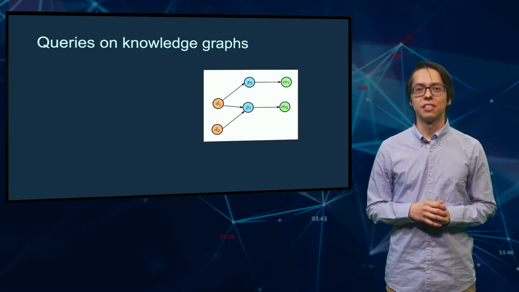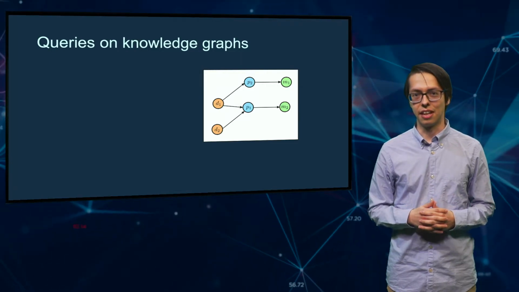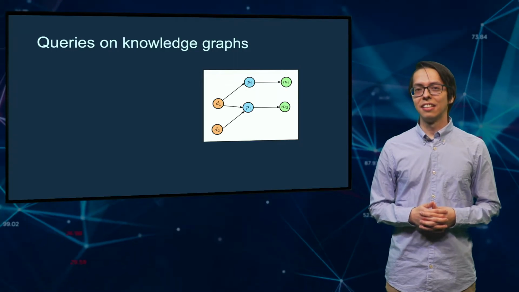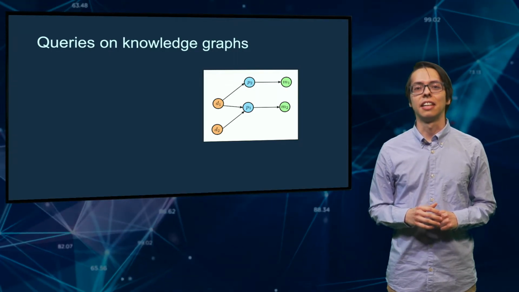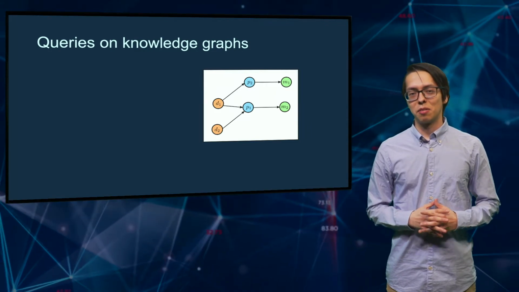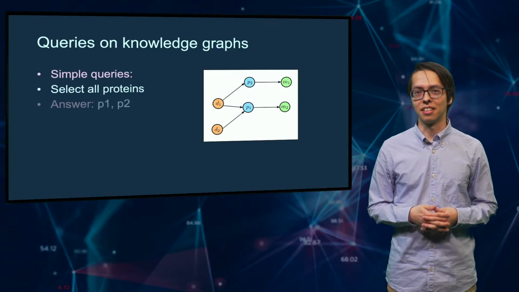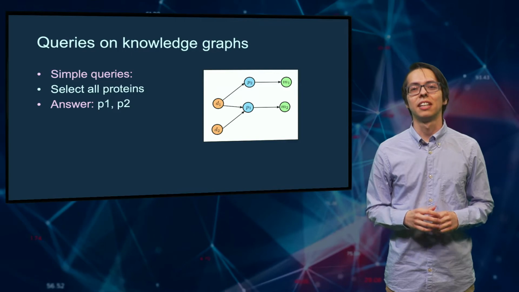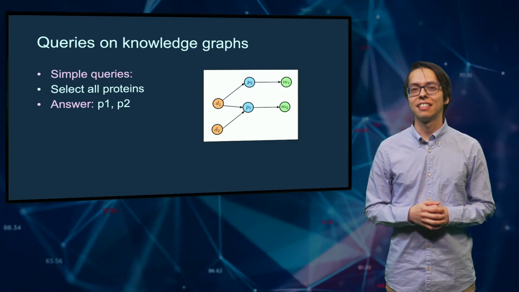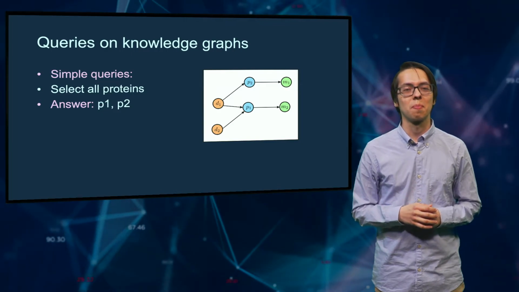Queries define the conditions that an entity in the graph must meet in order to be considered an answer. In general, queries can vary in complexity according to the conditions that they define. An example of a simple query would ask for entities of a certain type. In this case, we're looking for all proteins in the graph. Therefore, the entities that answer the query are proteins P1 and P2.